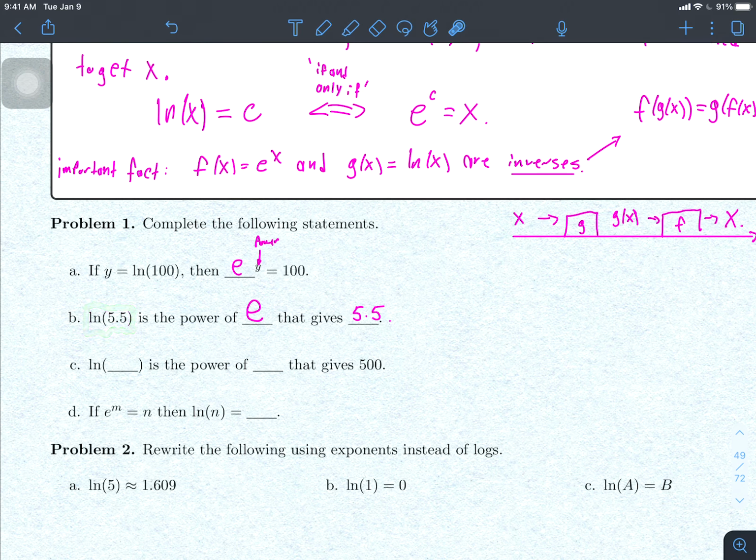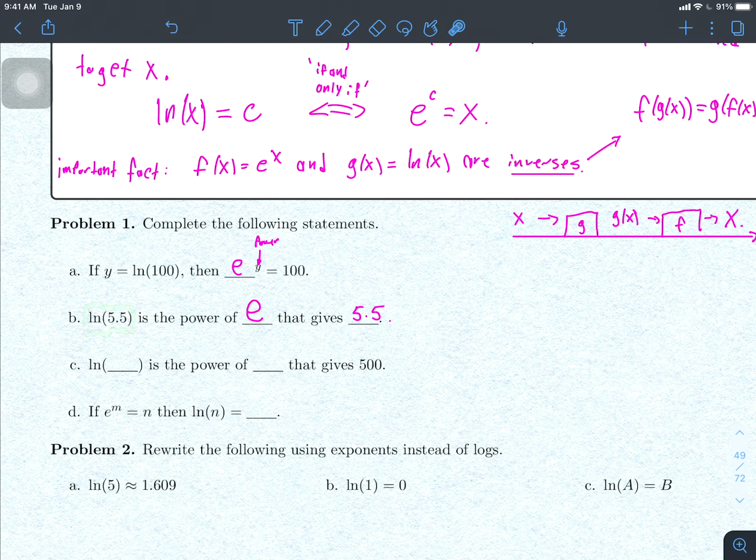All right, let's do one in the reverse direction. Now we've got ln of blank is the power of blank that gives 500. What are we always doing powers of with ln? We're always doing powers of e, so I think we can safely put e there. And then what should go in our box? Yeah, 500. Great. We're getting the hang of this pretty quick.